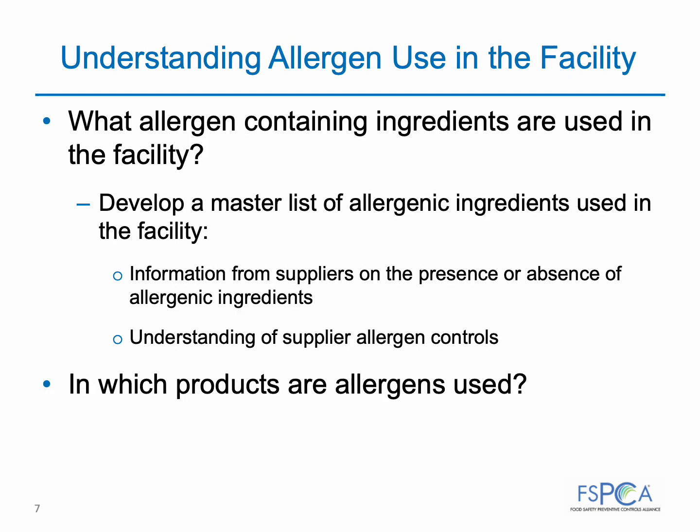It is key to be fully aware of all allergens used in the facility. Developing a master list of all ingredients and the allergens they contain is one tool that may be useful. Information from suppliers describing the presence or absence of allergens in the ingredients they provide, and details about how they manage these allergen hazards, is also helpful. After determining which products contain which allergens, this information is used to determine what risks these allergens may present in the manufacturing process.